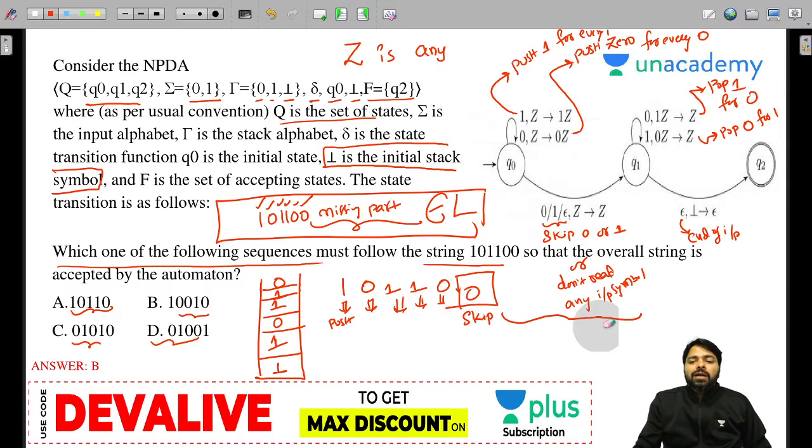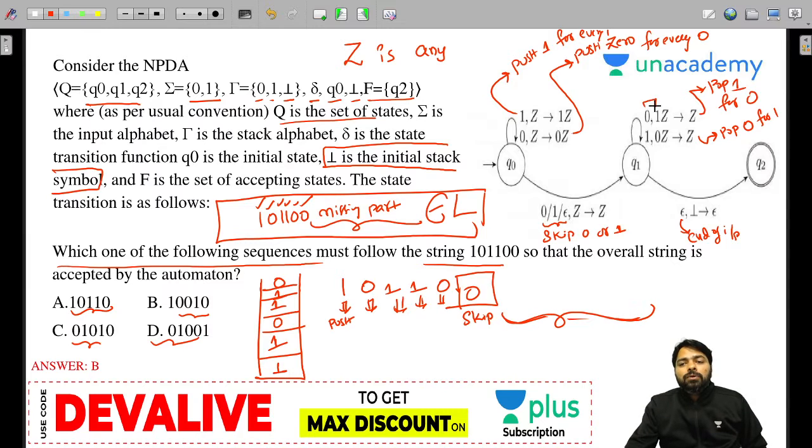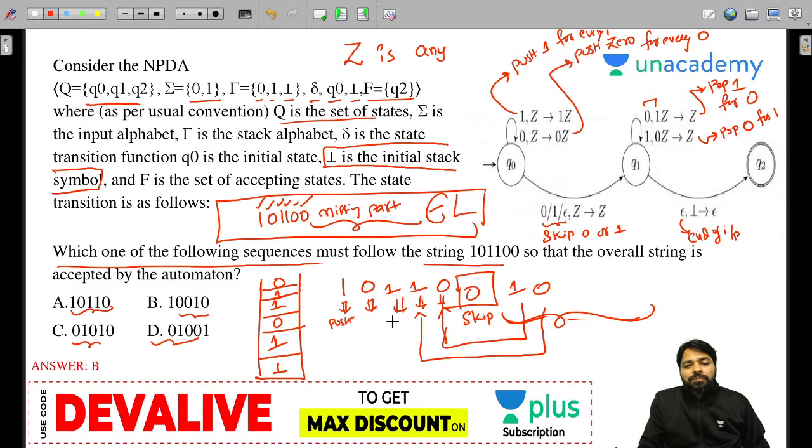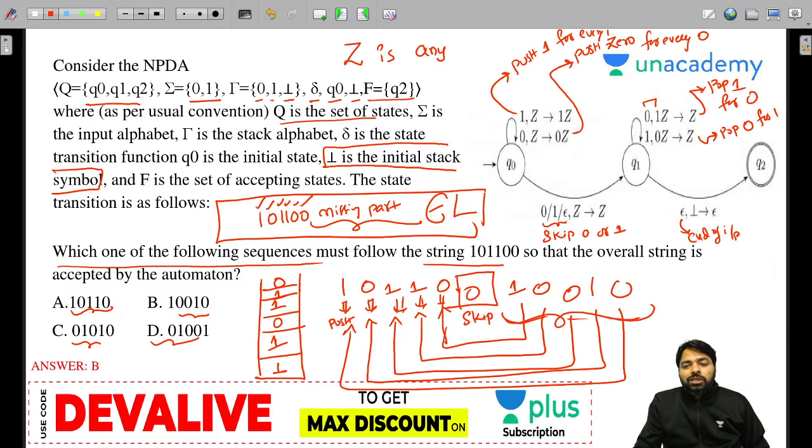What should come here to make this stack empty? Exactly opposite, because these symbols are doing opposite pop. So here 0 is there, that means here 1 should come. Here 1 is there, so here 0 should come. Here 1 is there, here 0 should come. Here 0 is there, 1 should come to pop that symbol. And here 0 should come.